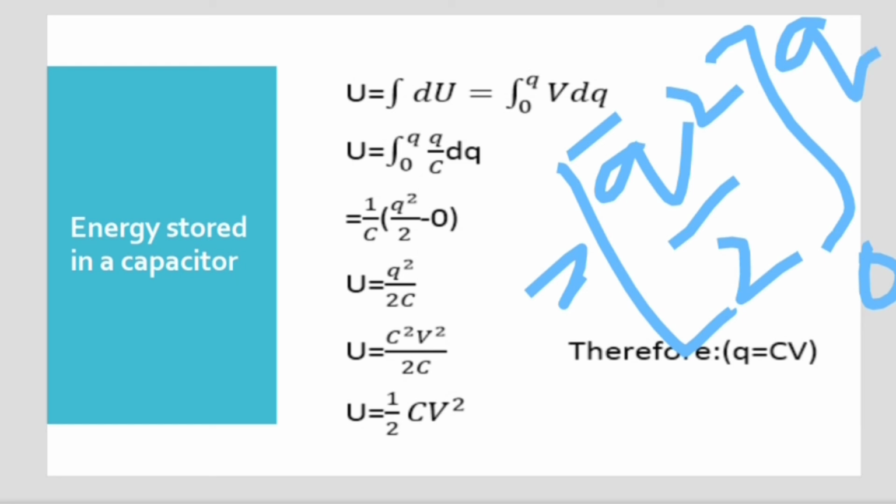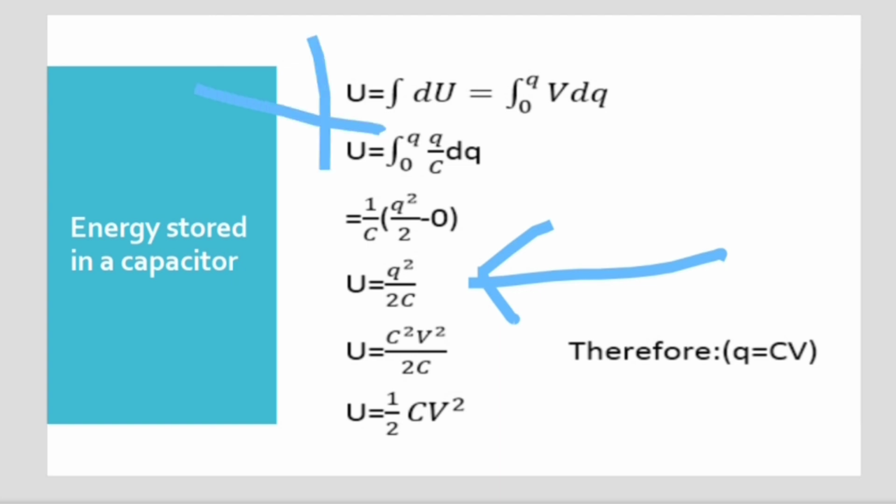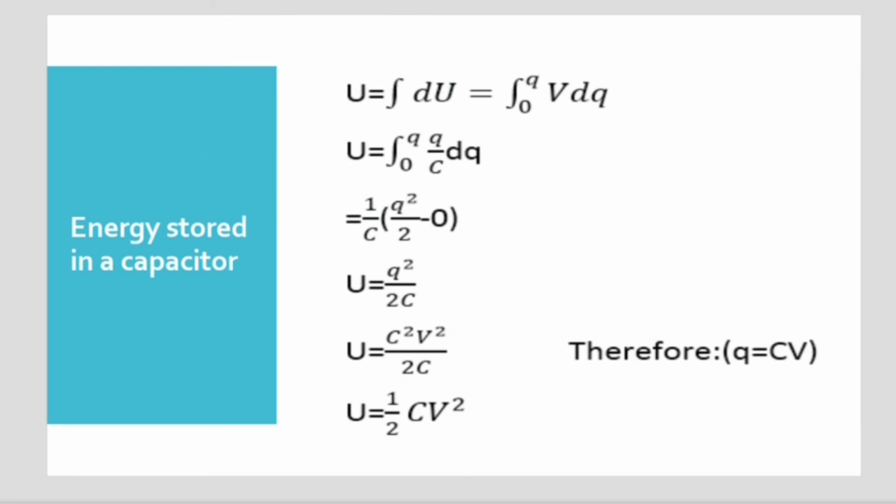After integration, you need to place the limits for the definite integral: the final limit minus the initial limit. The final limit is q, so placing q here, the value remains q square by 2, minus, placing 0 in place of q, it becomes 0. So after removing the brackets, this will be your value for stored energy in the capacitor. This is very important from the board's point of view, because this will come in alternate years. You can check the papers; this is coming in alternate years.